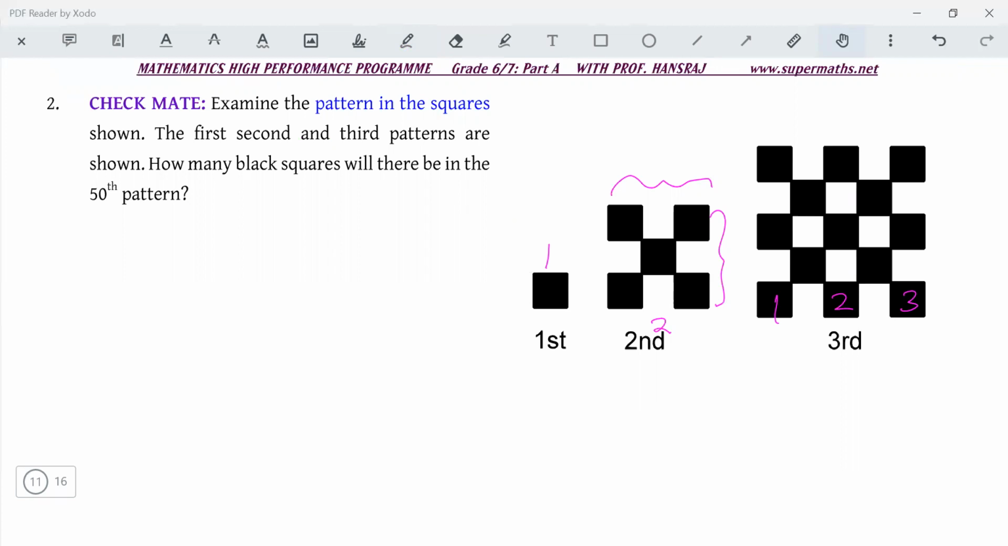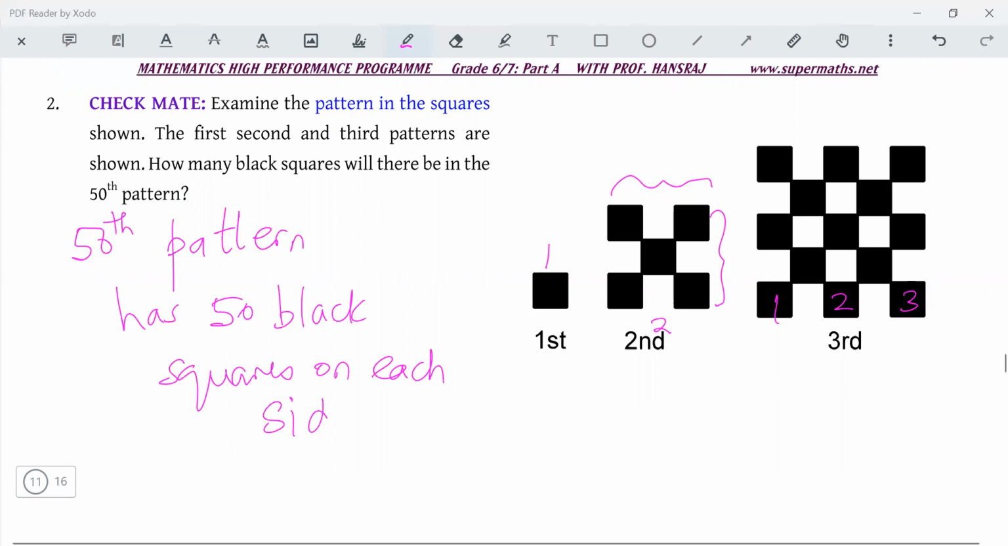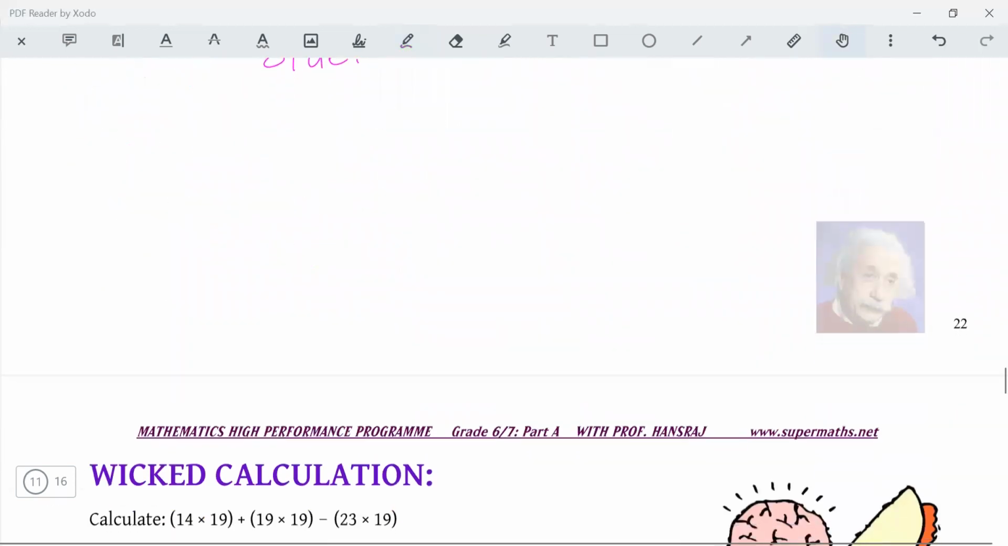I think it makes sense for you to understand that the 50th pattern will have 50 black squares on each side. But how does it help us to solve the problem? Well, you can think about that very carefully.